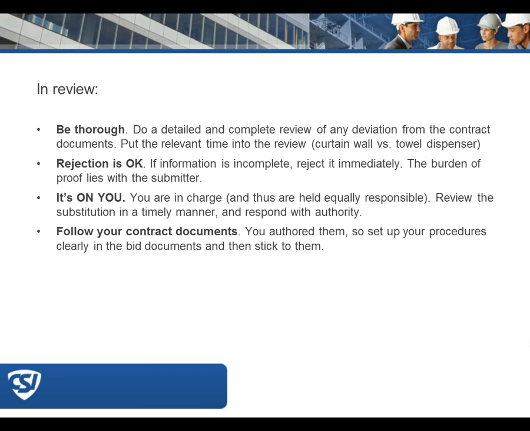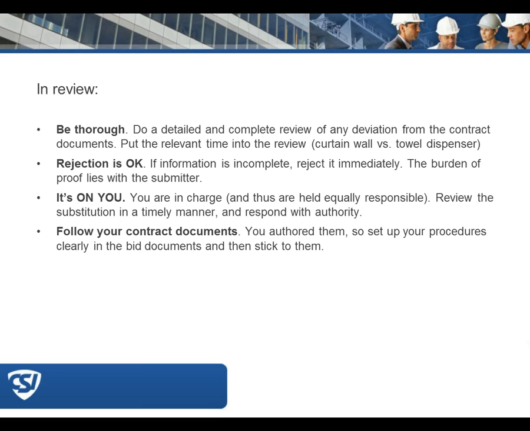But remember this is going to end up on you. As Doug said, we're relying on their certification that the product will do what it says. But we all know if something falls apart, we're going to get invited to that party just because we're there. So you want to remain in charge. You want to review in a timely manner and then respond with authority because this is your decision. And finally, you authored the contract documents. Be sure you stick to those. Use those as your guide. Go through consideration of substitutions.